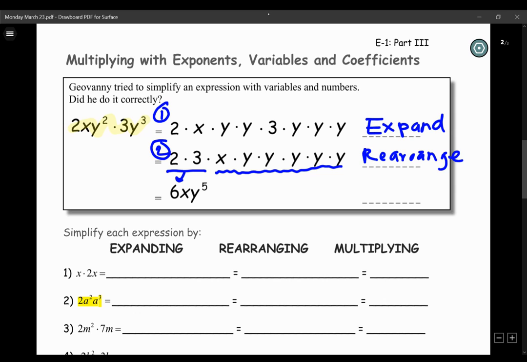And in our last step, all he did was multiply. 2 times 3 is 6. Have 1x, so just leave it as x. And we have 5y, so we get y to the power of 5. And that step is called multiply.